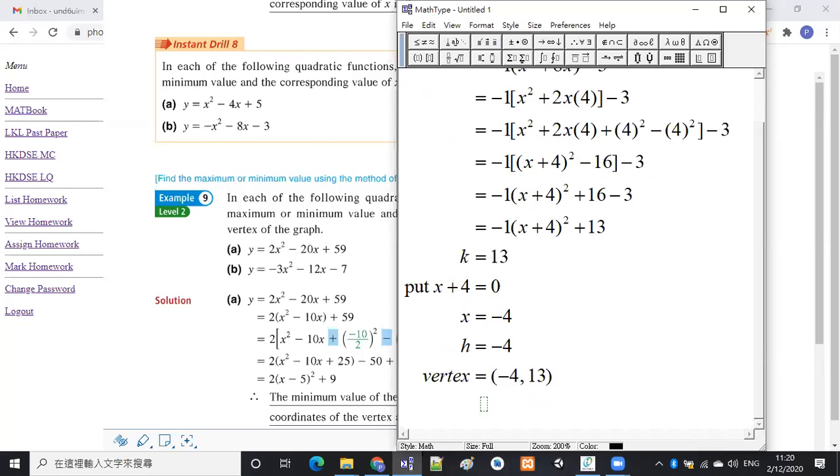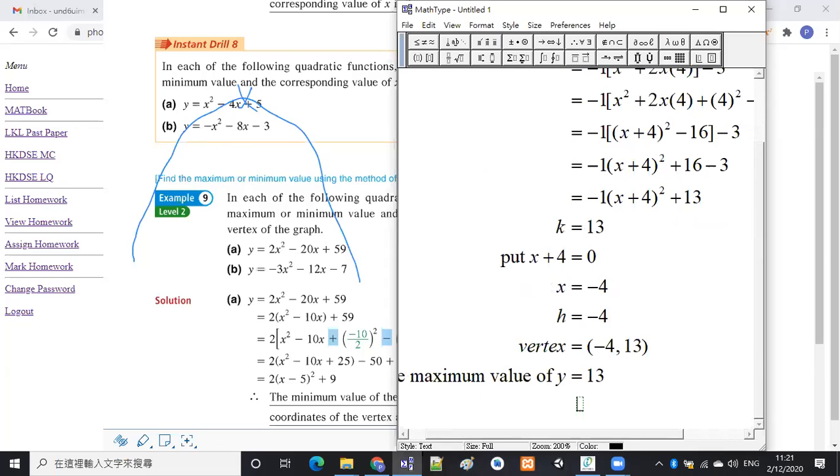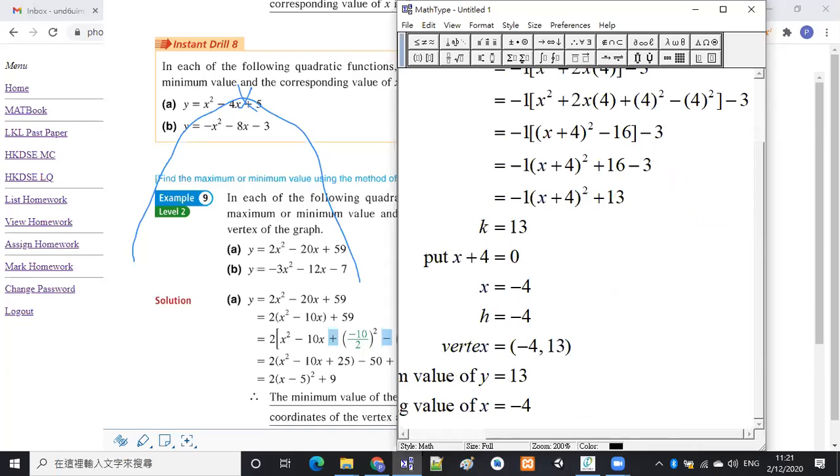So we notice that the a is a negative number, which means that the graph opens downwards, and then we will have a maximum point. The vertex is a maximum point. Okay, so we need to answer the question that the maximum value of y is equal to the k value, 13. And the corresponding value of x is equal to the h value, that is negative 4. Okay, so that is the answer. Is that okay?